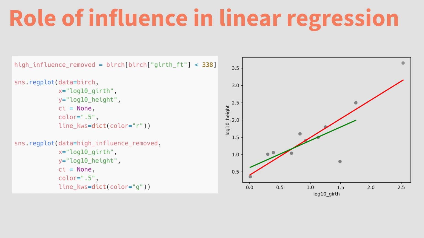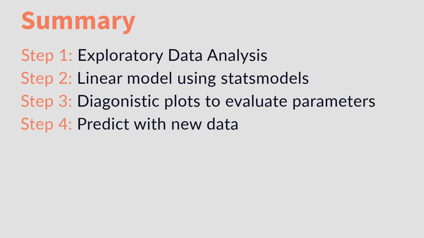To summarize, before performing any kind of linear regression on your data, do an EDA or exploratory data analysis, then run the OLS function on your data, then evaluate model parameters, and finally use the best models to do your predictions. This brings to an end this course on linear regression in Python using statsmodels.